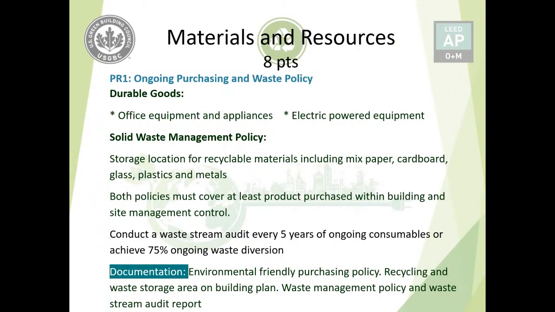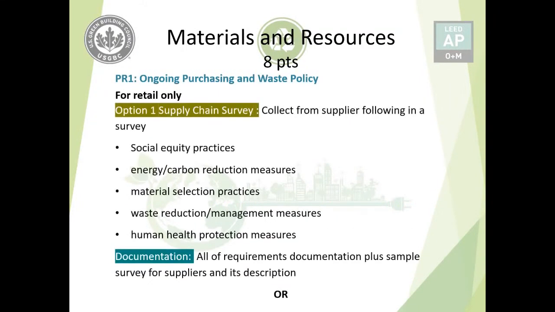Recycling waste storage area on the building plan. Usually the storage area should be accessible to all, and the waste should be transferred to the facility that can recycle. Waste management policy and waste stream audit report, which is to be conducted every 5 years for ongoing consumables, or if waste diversion is achieved as 75%. The ongoing purchasing and waste management policy is required for all the adaptations, but for retail, there are additional options out of which we have to choose one in addition to the previous requirements.